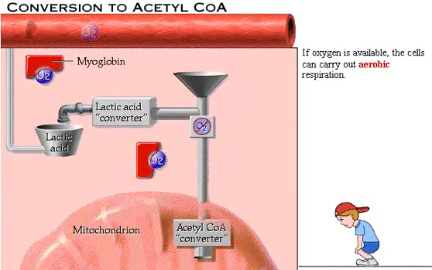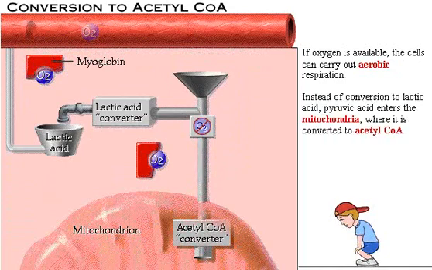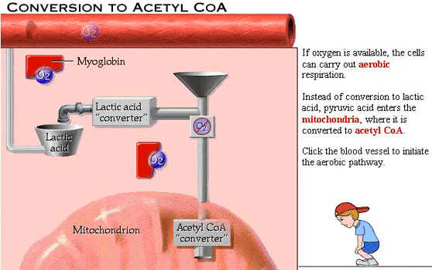If oxygen is available, the cells can carry out aerobic respiration. Instead of conversion to lactic acid, pyruvic acid enters the mitochondria, where it is converted to acetyl-CoA. Click the blood vessel to initiate the aerobic pathway.